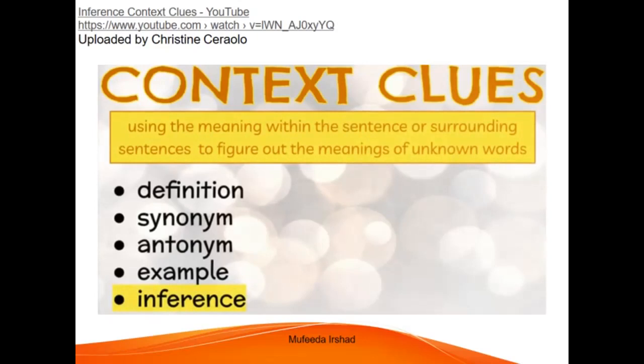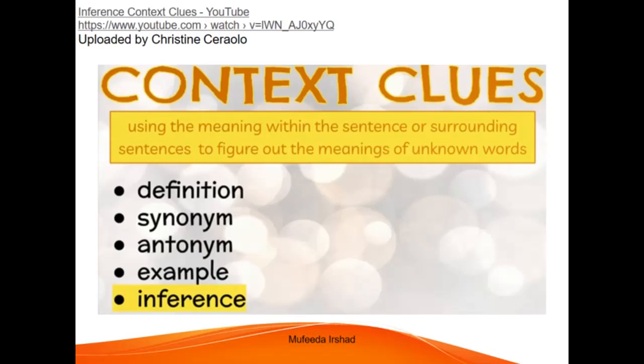The first was definition, where the author tells you straight out what the word means. The second was a synonym clue, where the author gives an example of a word that means the same as the unknown word. Or an antonym clue, where the author gives a clue that is the opposite of what the unknown word means. Yesterday we did the example clues, where the author will give you an unknown word and then give you examples of the word, and you have to figure out what exactly the word means. And today we're going to work on inferencing clues.